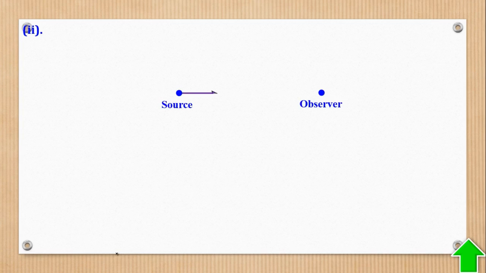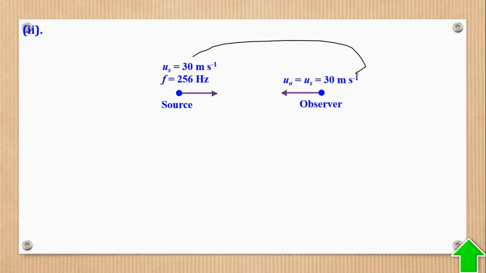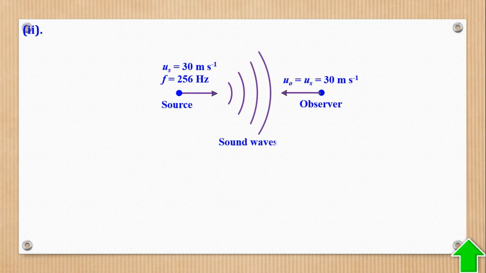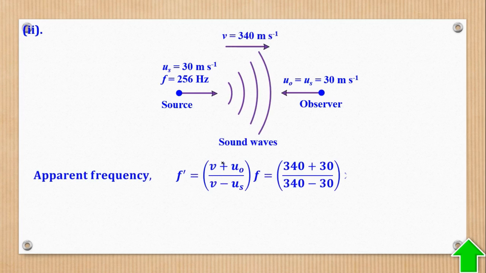The source is still moving towards the observer, and in this case the observer is now moving with a speed which is the same as that of the source, so 30, 30. And that's what they told us in the question. So sound will move in the direction to reach the observer. So the apparent frequency increases, so maximum numerator, that's why there is a plus, minimum denominator, that's why there is a minus, to give you this as the frequency.